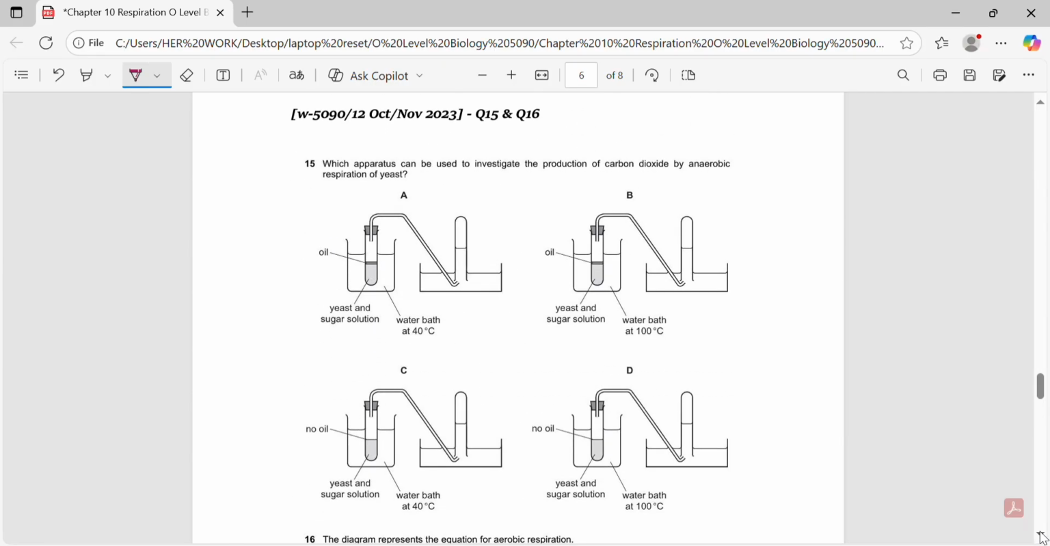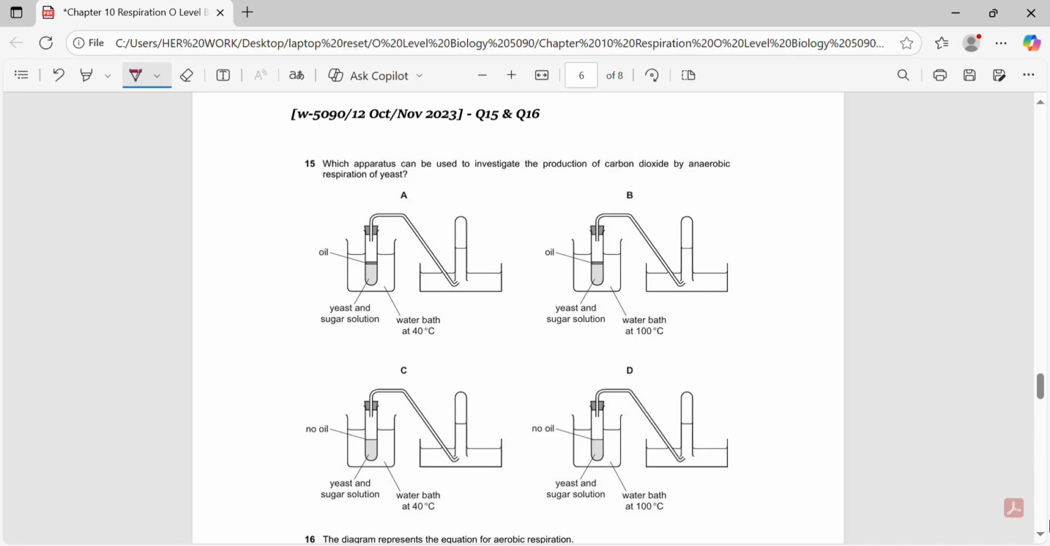Next, the question asks, which apparatus can be used to investigate the production of carbon dioxide by anaerobic respiration of yeast? To solve this, we consider two important requirements. First, anaerobic respiration requires the absence of oxygen, and second, yeast enzymes work best at about 40 degrees Celsius. Looking at the options, the correct setup must include an oil layer on top to block oxygen and must maintain a temperature suitable for yeast activity.